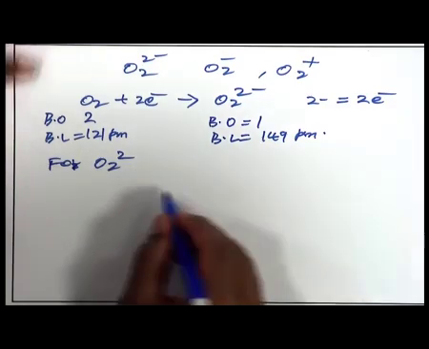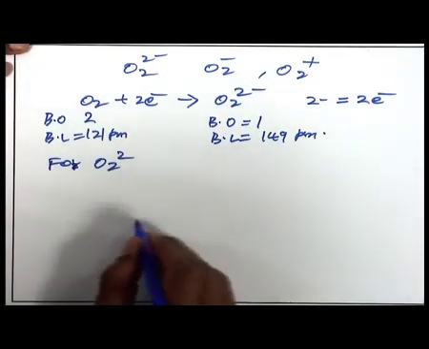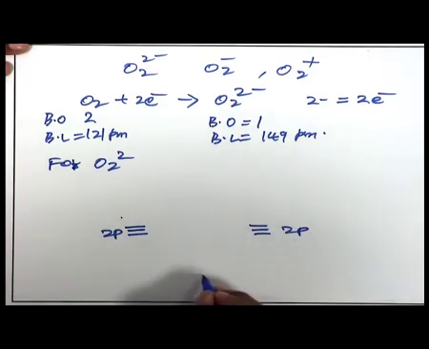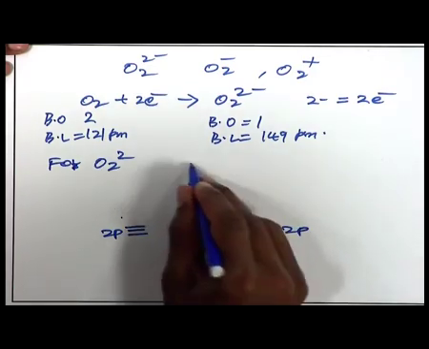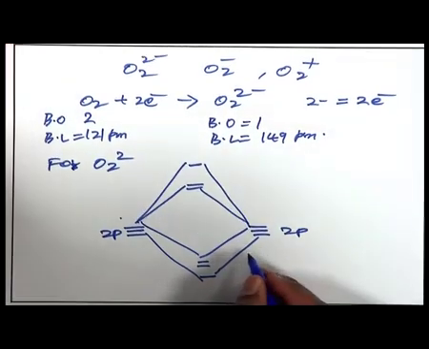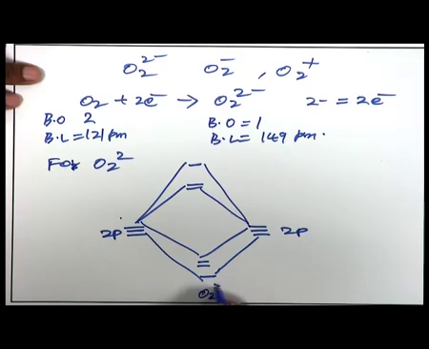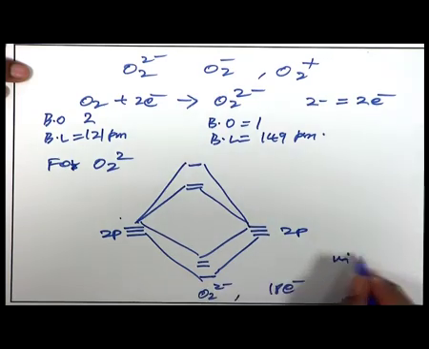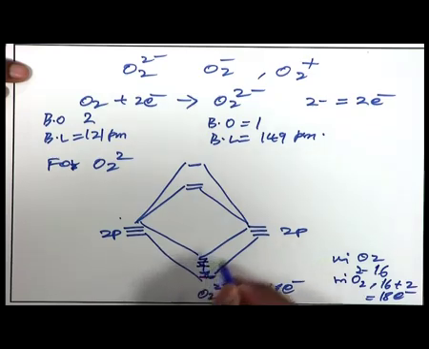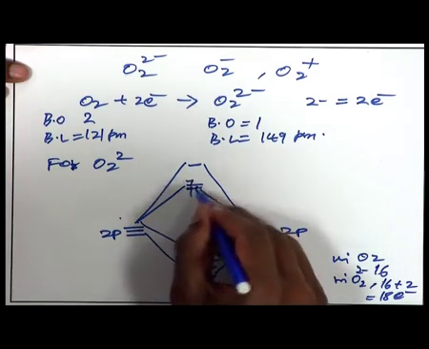So, when you calculate the bond order for O2 2 minus, I am drawing only the outermost molecular orbital configuration. You have the 2p orbitals, then a sigma orbital, then pi orbitals, and a sigma orbital. For O2 2 minus, the number of electrons is 18, because in O2 the number of electrons is 16, and 2 minus means 2 more electrons. So 16 plus 2 equals 18 electrons, which will be filled up in this way.